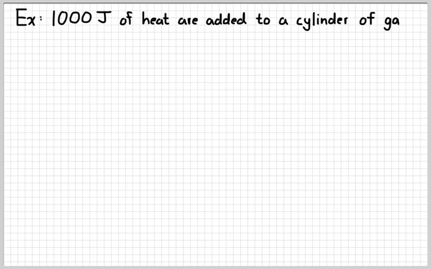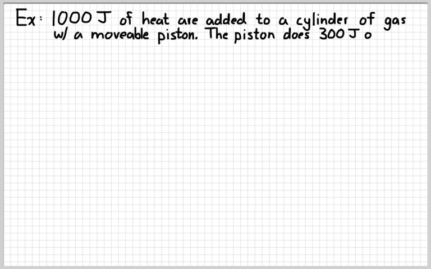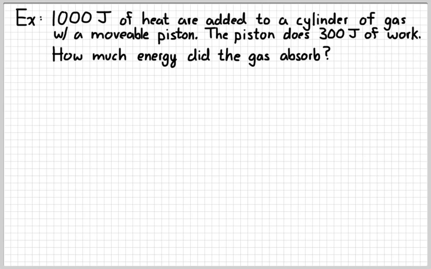So let's look at a simple example, and then we'll move into a more complicated example. Suppose that we have a cylinder of gas with a movable piston on it, and we add, with a flame, 1,000 joules of heat. The net effect is that the piston does 300 joules of work. The question is, how much energy did the gas absorb? So how much did its internal energy change by?